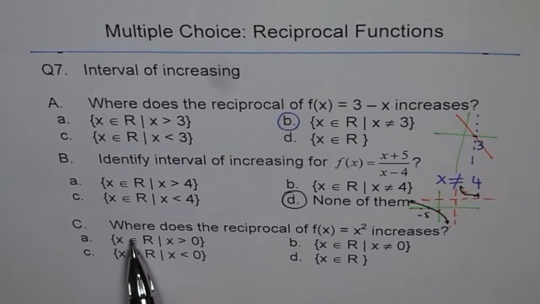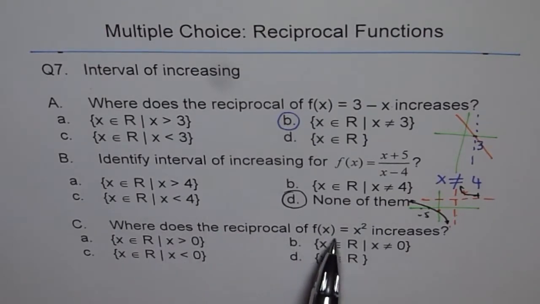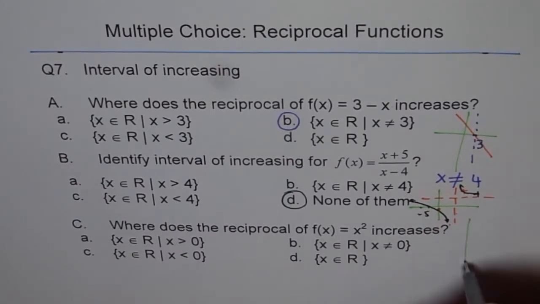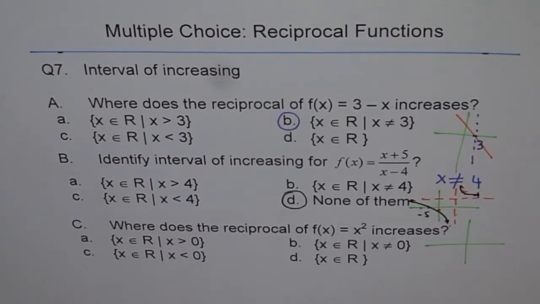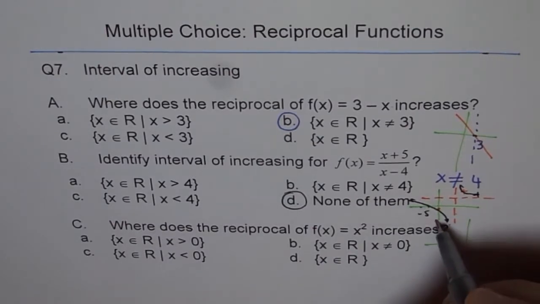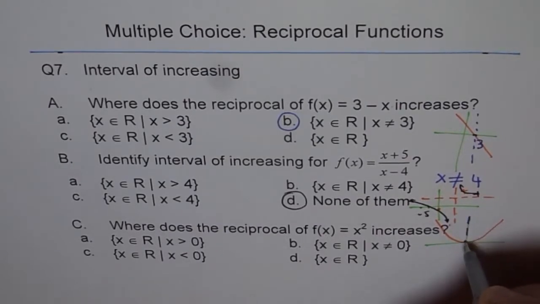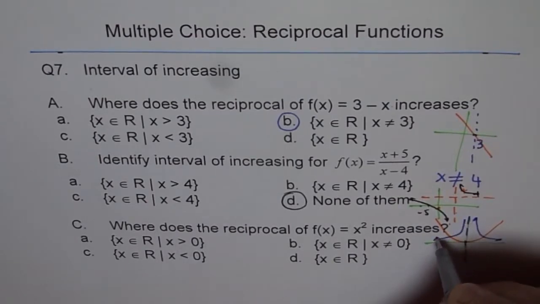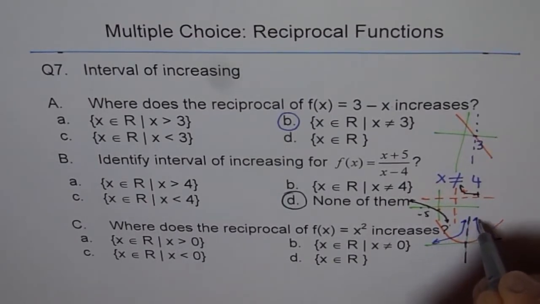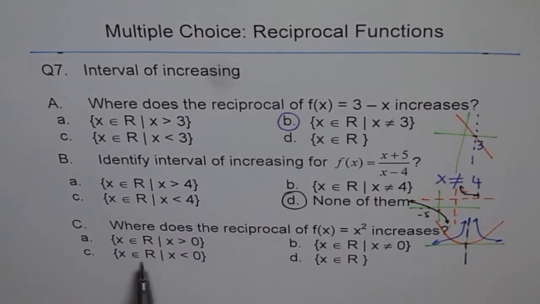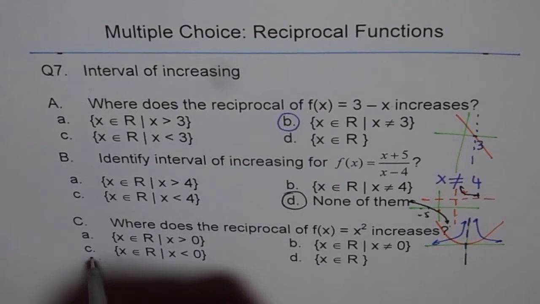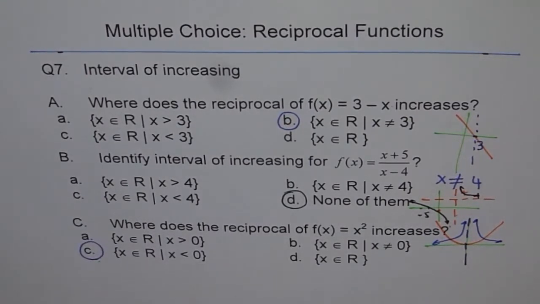Now, part C. Where does the reciprocal of f of x equals x squared increase? So let's draw the reciprocal of x squared. x squared will be a function like this, and its reciprocal should have a vertical asymptote here since that is 0, and that is our reciprocal, correct? So we see that it is increasing and then decreasing. It increases when x is less than 0. Do we have that option here? x less than 0 is the right value. So we get C as the correct answer.